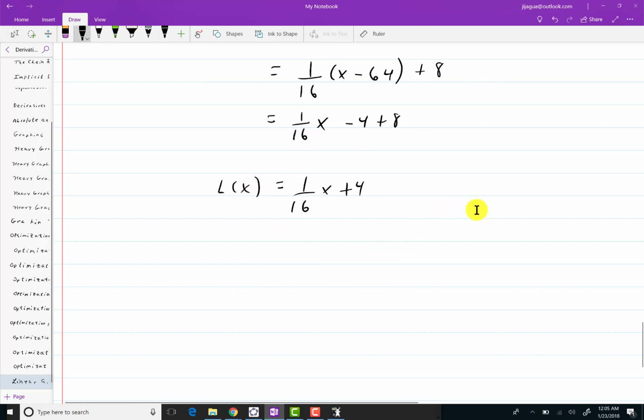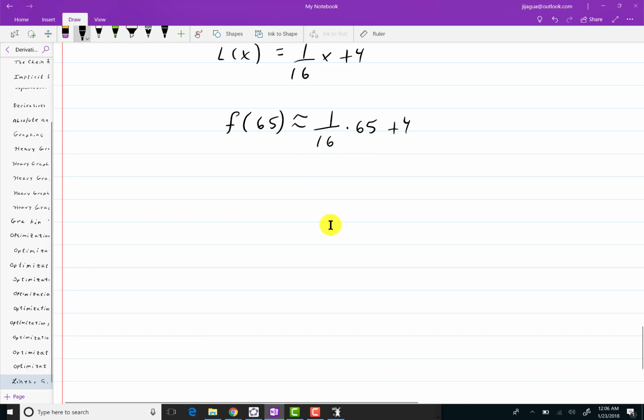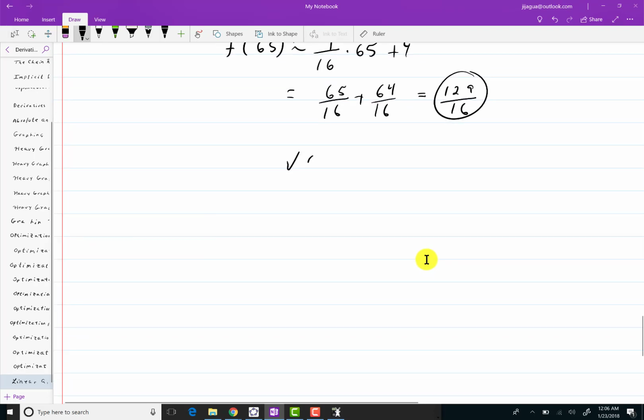So what I'm saying is this: f of 65 is now going to approximately be 1 over 16 times 65 plus 4. In fact, let me write that as a single fraction. 65 over 16 plus 64 over 16 equals 129 over 16. This here is my approximation to the square root of 65. So the square root of 65 is approximately 129 over 16.